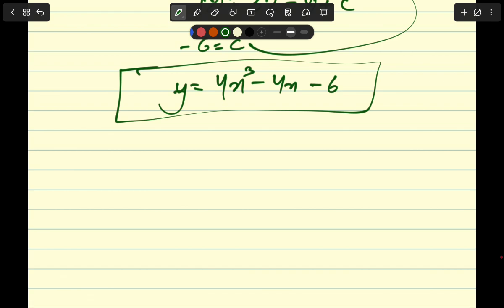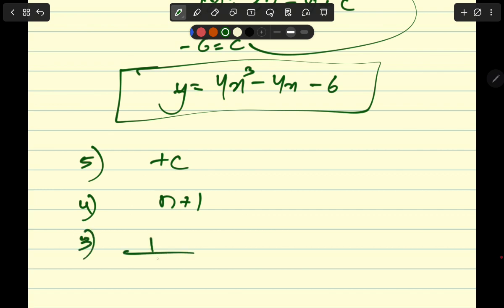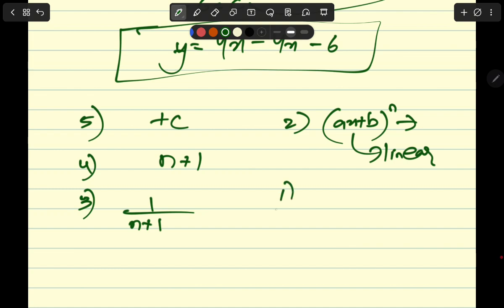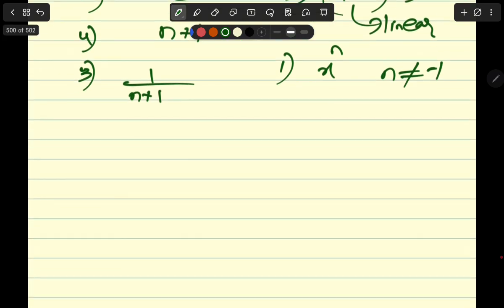Now, the 5 biggest integration mistakes are: you forget plus c, you forget to increase the power, you forget to divide by the new power. Also, this one only works when this is linear, okay? And this one is that n must never be equal to -1. This is beyond the scope of your syllabus, okay? It only works for linear expressions or power -1.